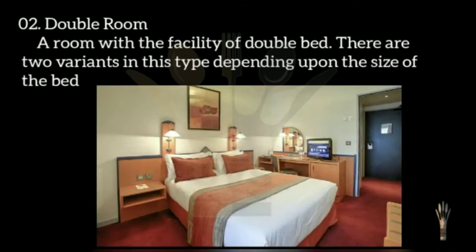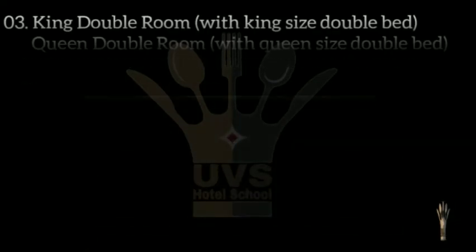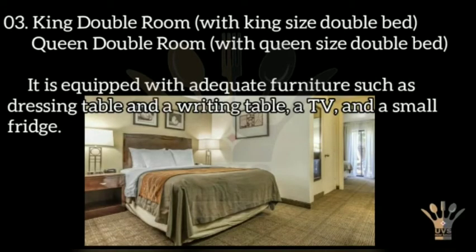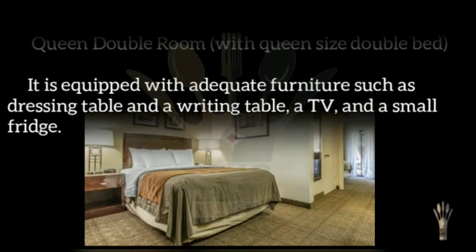2. Double room. A room with the facility of a double bed. There are 2 variants in this type depending upon the size of the bed. King double room with king-size double bed. Queen double room with queen-size double bed. It is equipped with adequate furniture such as a dressing table and a writing table, a TV, and a small fridge.